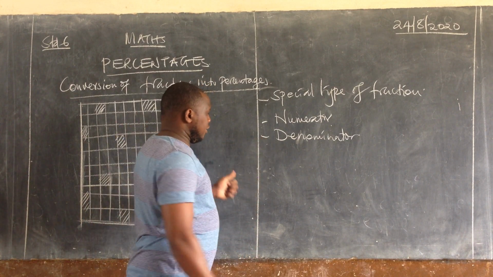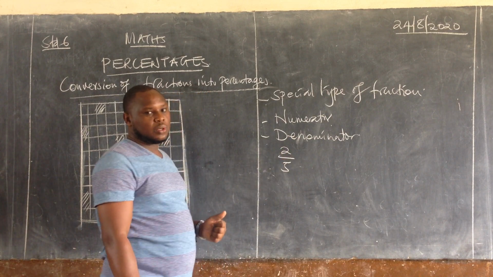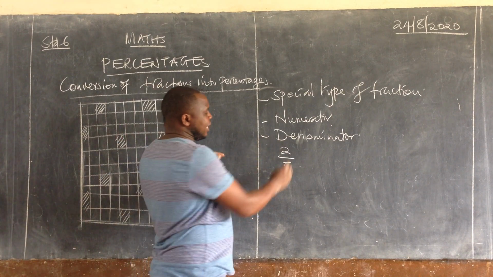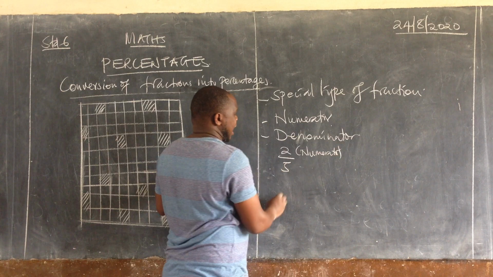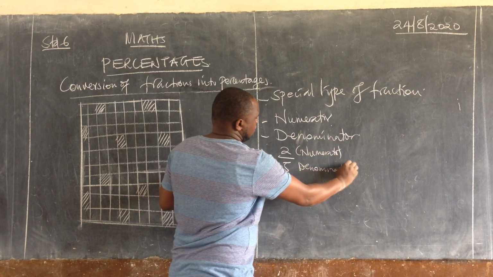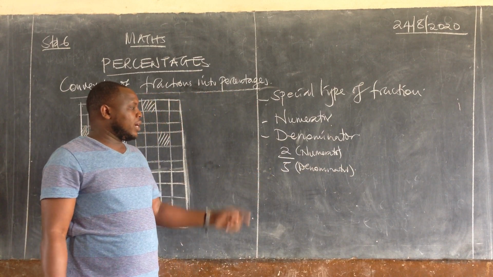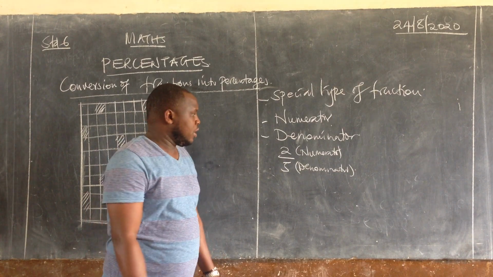Now in this case, if I write 2 over 5, this is a fraction. 2 over 5 is a fraction with numerator 2 and denominator 5. So that is a fraction 2 over 5 with numerator 2 and denominator 5.